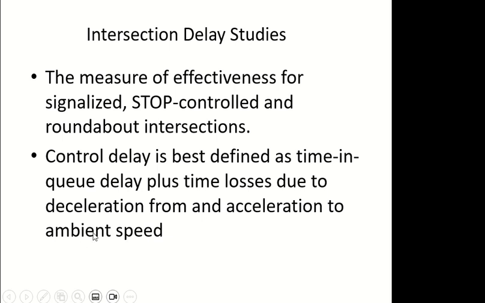The term which they use for normal speed is called ambient speed. So this is where you want to reach, and the same definition applies to any type of intersection control device. It could be a signal, it could be stop control, it could be roundabout, and so on.